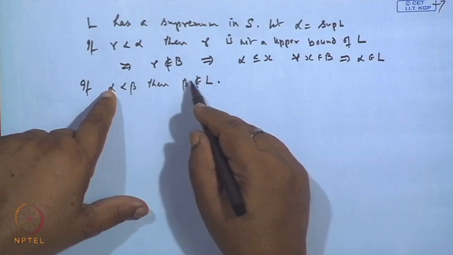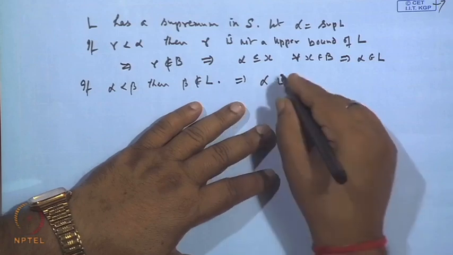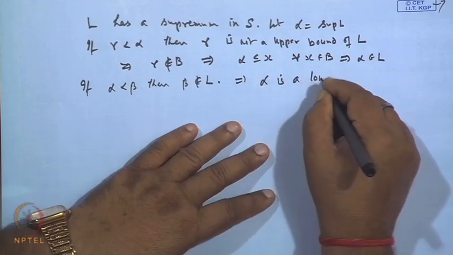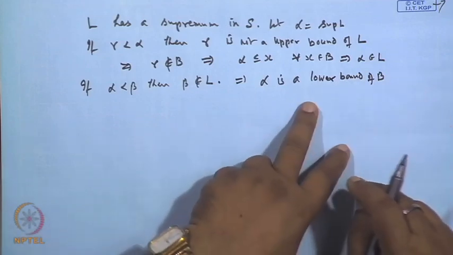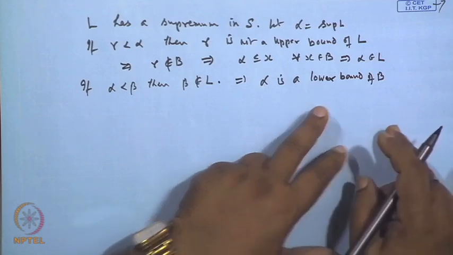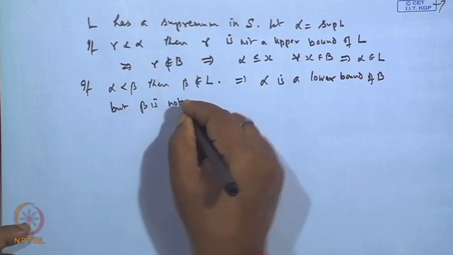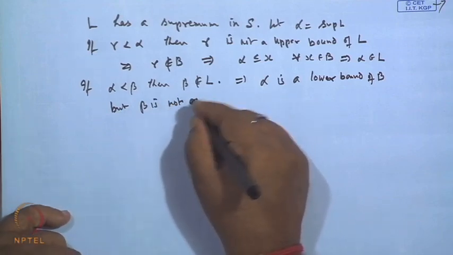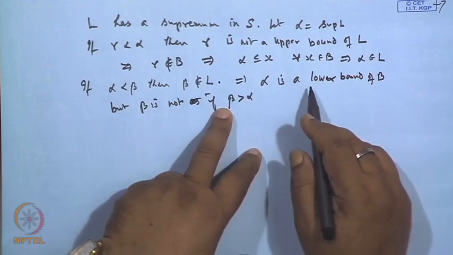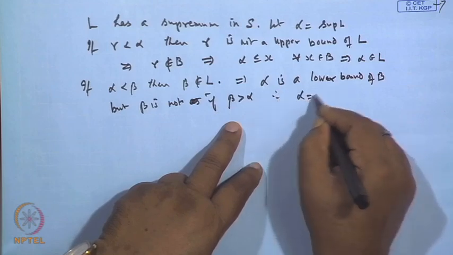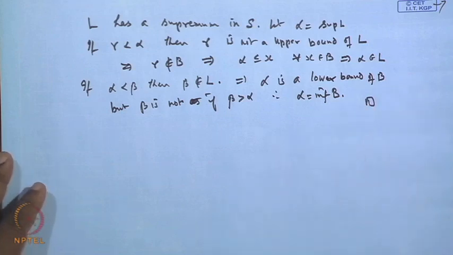Beta will be in B. So, it is alpha and beta. This shows alpha is a lower bound of B, but beta is not, as if beta is greater than alpha, it will not be a lower bound for this, because alpha is the greatest lower bound. Therefore, alpha will be the infimum of B, and that proves the result. Okay. So, that shows the result.